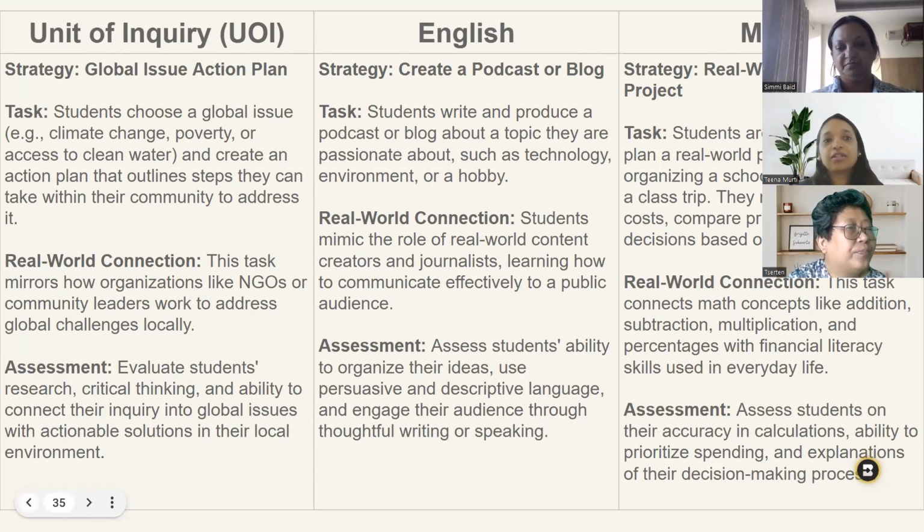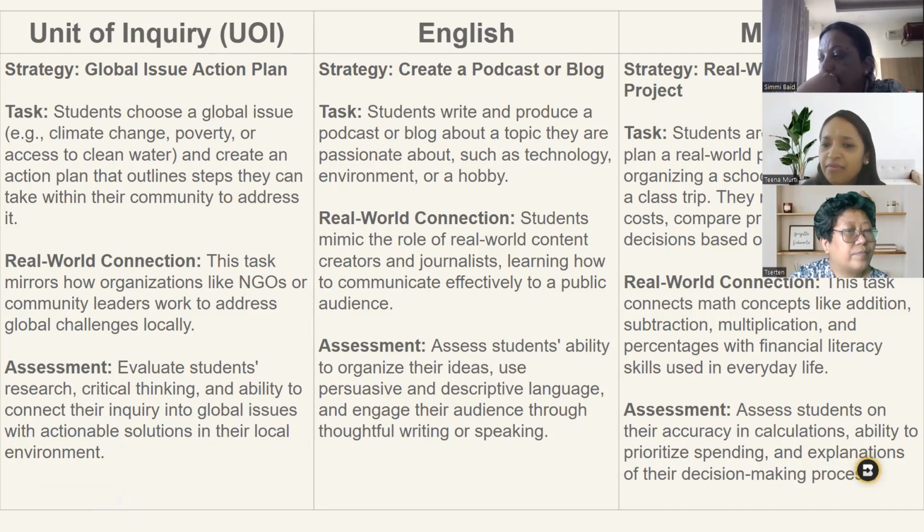Okay, so the first, I'll just take one. The first one was students choosing a global issue. It could be climate change, poverty, or anything, and creating an action plan which outlines steps that they can take within their community to address it. It has a real world connection because it's connecting with SDGs as well. It will bring in some NGOs or community leaders to address this challenge which they are facing. So we evaluated students' research, their critical thinking, and ability to connect their inquiry to global issues. So it has gone from local to global, the real world context.